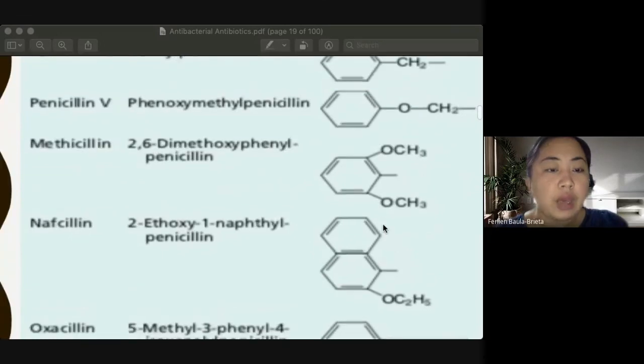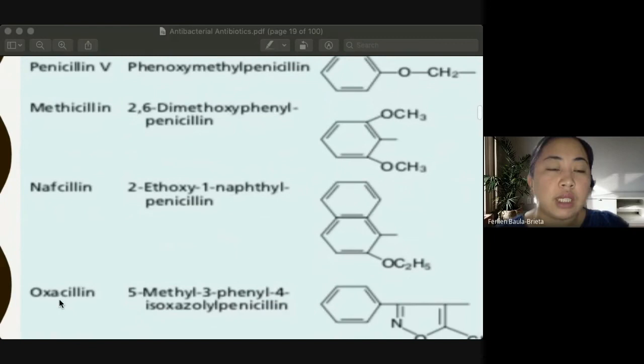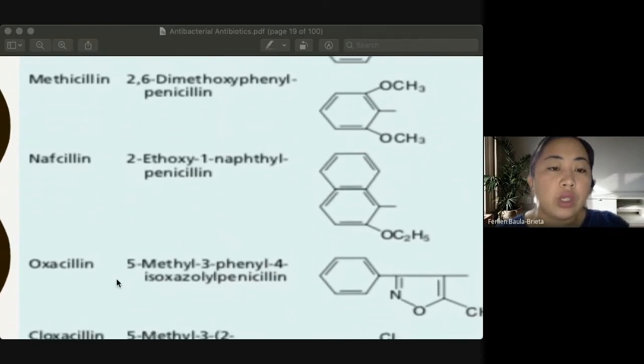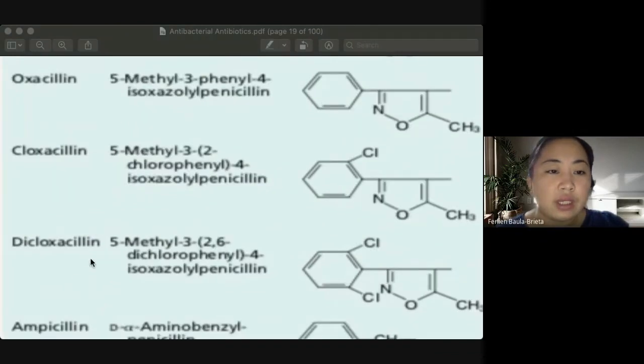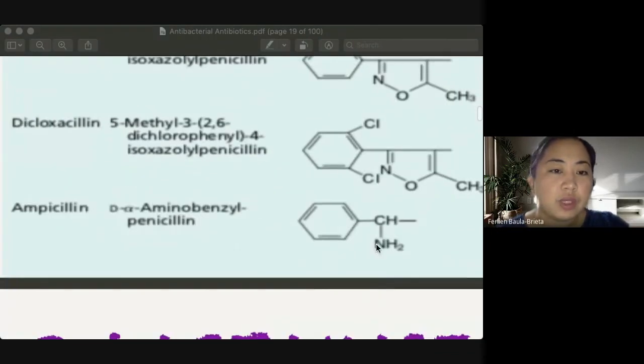And then we have methicillin, nafcillin. These are penicillinase-resistant penicillins, di ba? Methicillin, nafcillin, oxacillin. And as I mentioned a while ago, in order to become penicillinase resistant, you need to have a bulky structure. So this is how a bulky structure looks like. This is for methicillin, nafcillin, oxacillin. So that's the structure of oxacillin. Dicloxacillin, this one, and ampicillin.